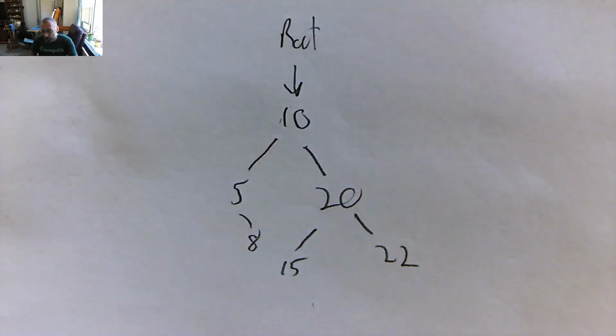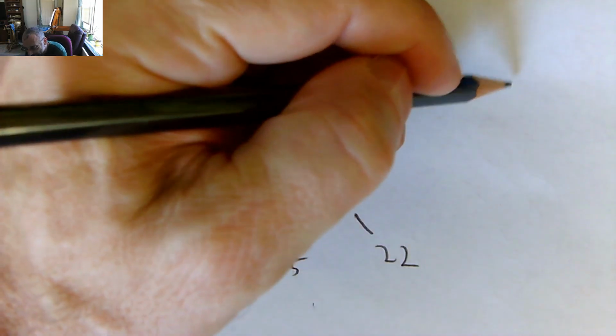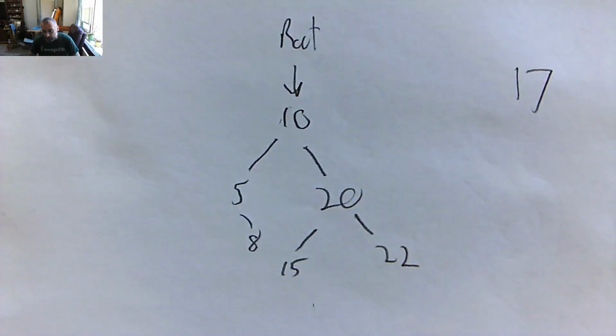So let's suppose we want to insert a 17. Let's see where we can insert it. Pause the video for a minute and see if you can figure out where you should insert this to make it a legal binary search tree.